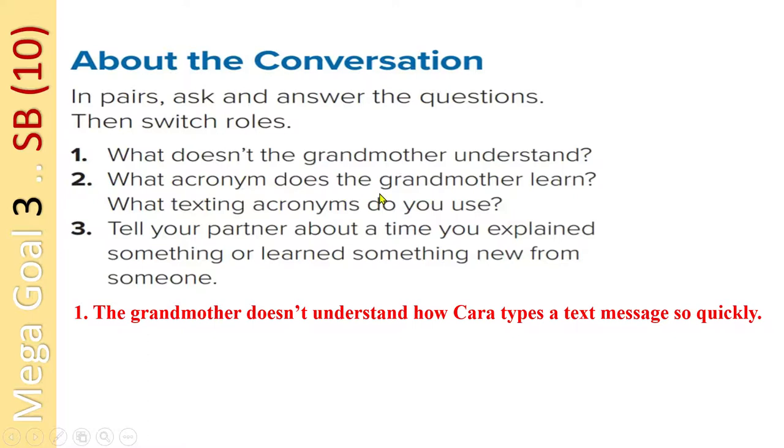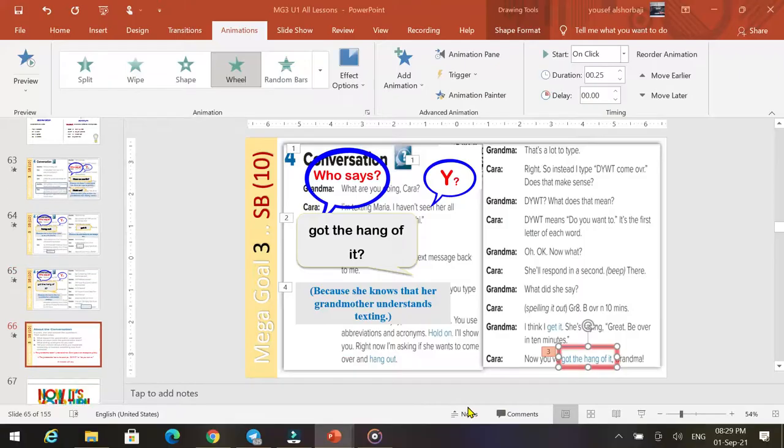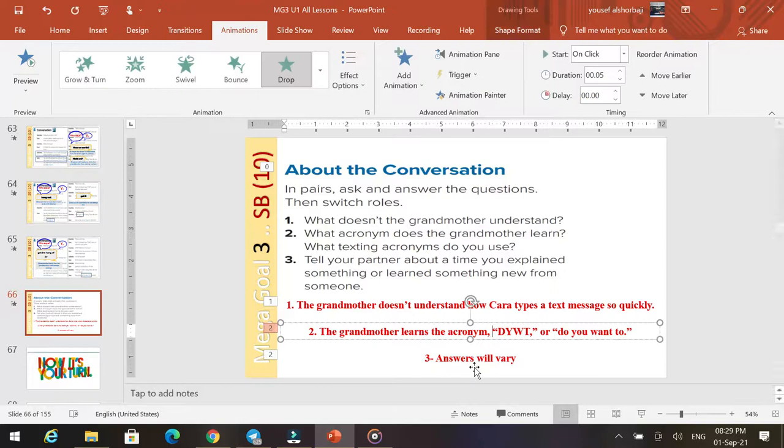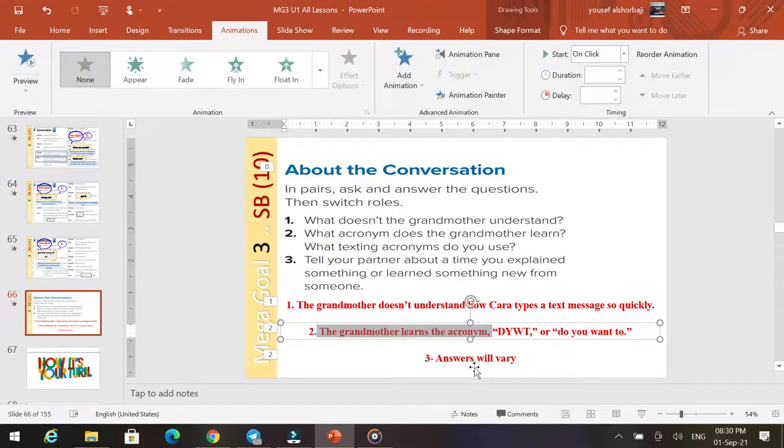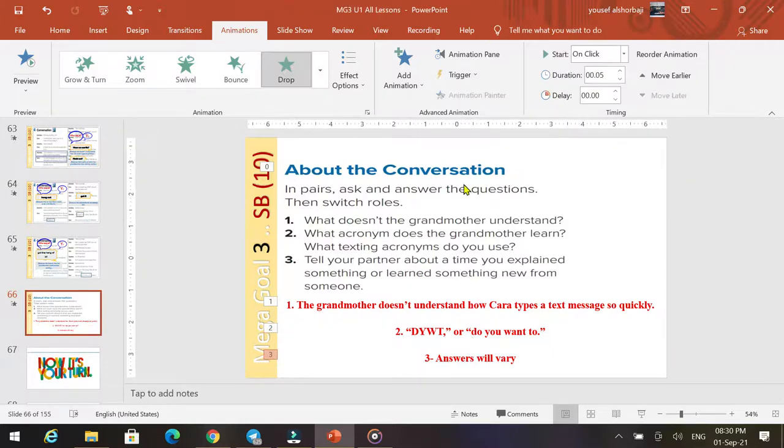Another question. What acronym does the grandmother learn? وش الأكرونيم اللي تعلمته الgrandmother؟ تذكر الحروف حقته؟ كانت اختصار Do you want to? Do you want to? فكان الأكرونيم شو هو؟ DYWT. طبعا السؤال الثالث الأخير يحتاج أن نكون في الكلاس لأنه حيكون عبارة عن مناقشة والإجابة ما لها إجابة ثابتة. إذن هنا الاختصار كان نمبر 2 كان بهذا الشكل ونمبر 3 نخلي on click.